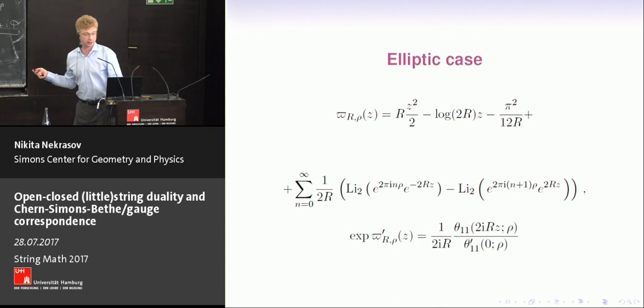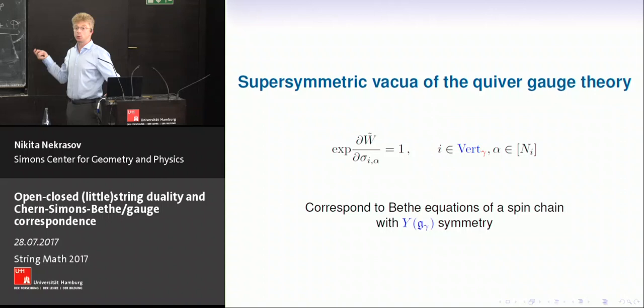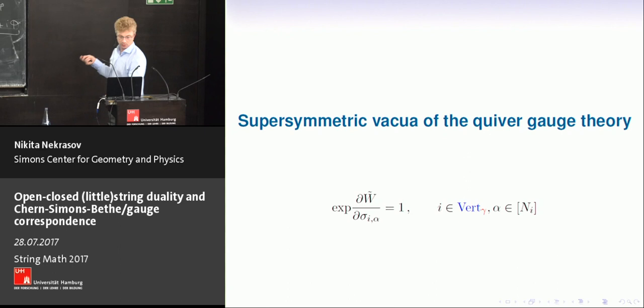So again, the supersymmetric vacua of this quiver gauge theory will be given by the solutions of the equations where the derivatives of the twisted superpotential are quantized in units of 2πi. And remarkably, all these equations correspond to Bethe equations of some spin chain with the Yangian symmetry based on the Kac-Moody algebra built on the quiver. So this is Yangian in the two-dimensional case, quantum affine algebra in the three-dimensional case, or elliptic in the four-dimensional case.